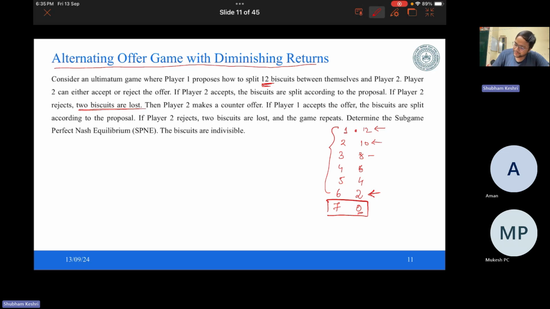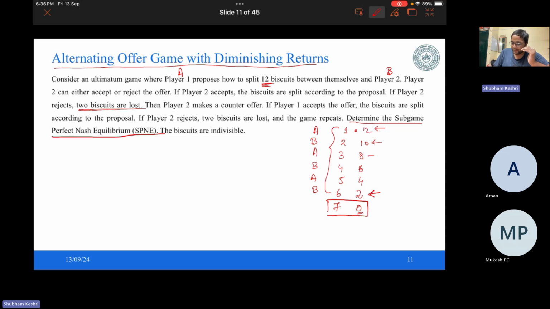Now again the question is, find the subgame perfect Nash equilibrium of this game. And this is a very interesting game. We will again have to apply backward induction and start from the last stage. So let us name the players. Player 1 is player A and player 2 is player B. Over here, player A is making an offer. Over here, player B is making an offer. Again A, again B, again A, and again B.